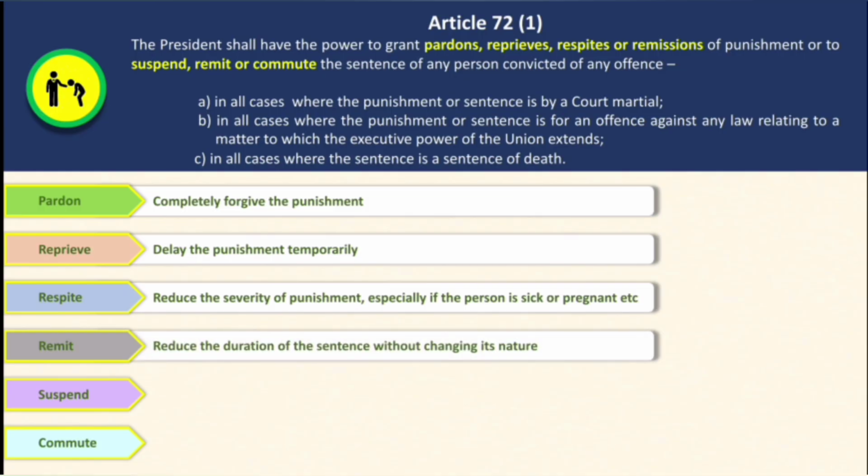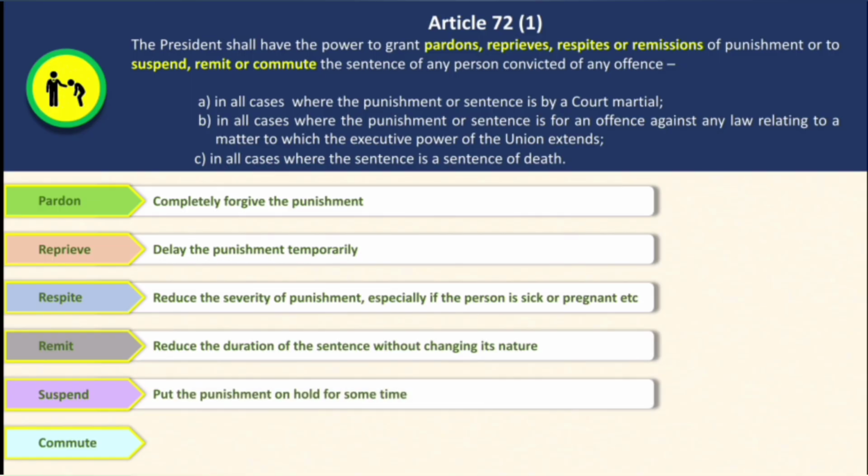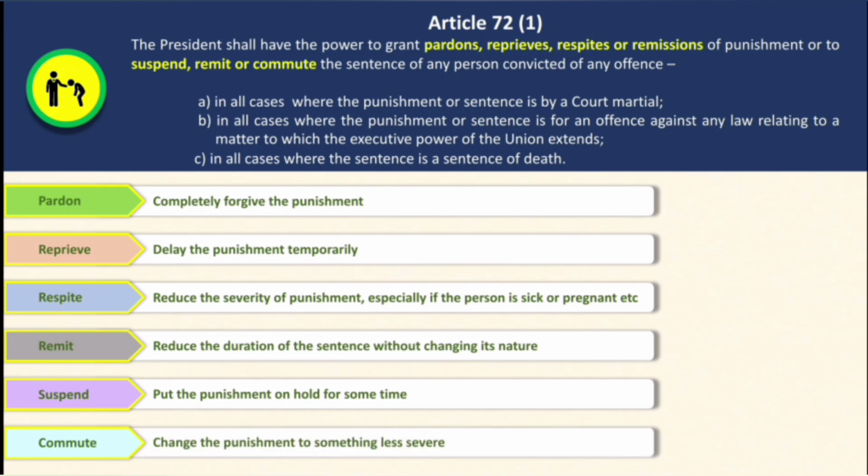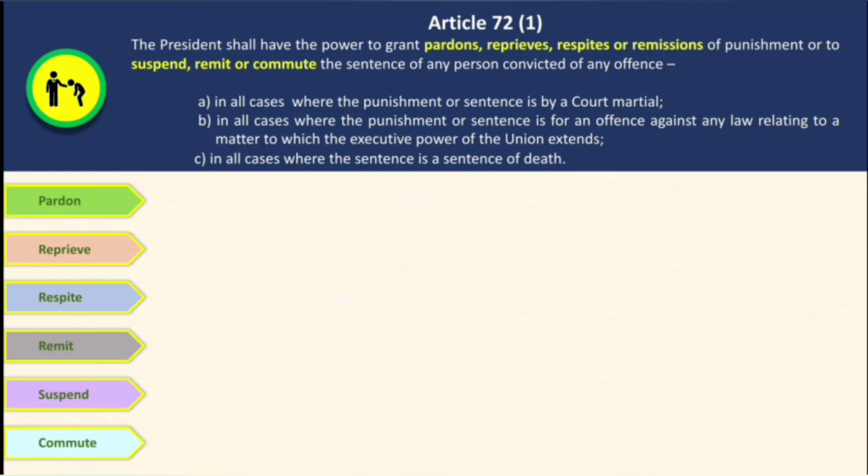Remit, reduce the duration of the sentence without changing its nature. Suspend, put the punishment on hold for some time. And commute, change the punishment to something less severe. But this power applies in 3 specific situations.